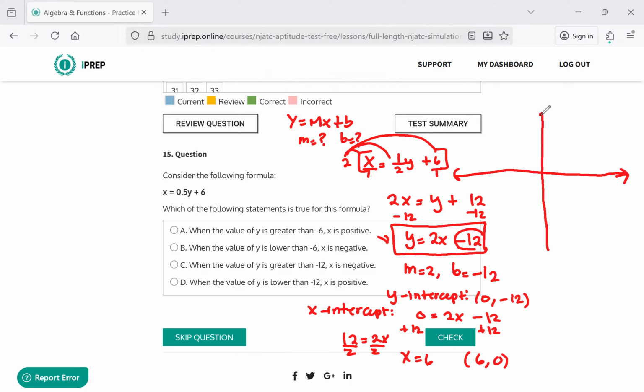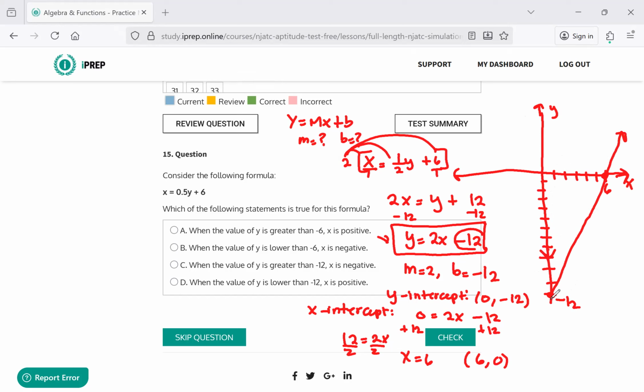So I'll show you why this graph is important because just plugging in values won't work this time. So let's see, my y-intercept is 0, comma negative 12. So it's 1, 2, 3, 4, 5, 6, 7, 8, 9, 10, 11, 12. And then my x-intercept was positive 6. Here's the x, here's the y-axis. So 1, 2, 3, 4, 5, 6. Okay, dot it. Connect those 2 points, and you got your graph.